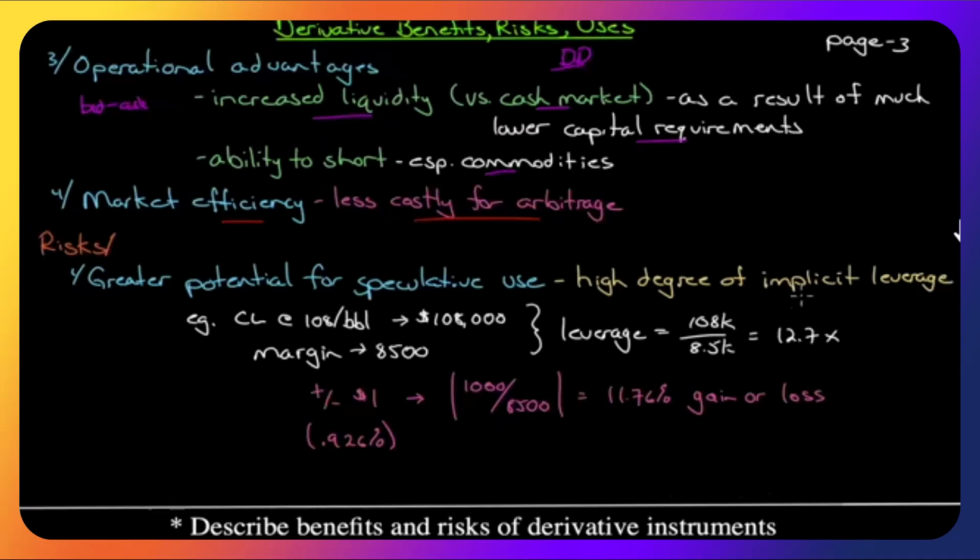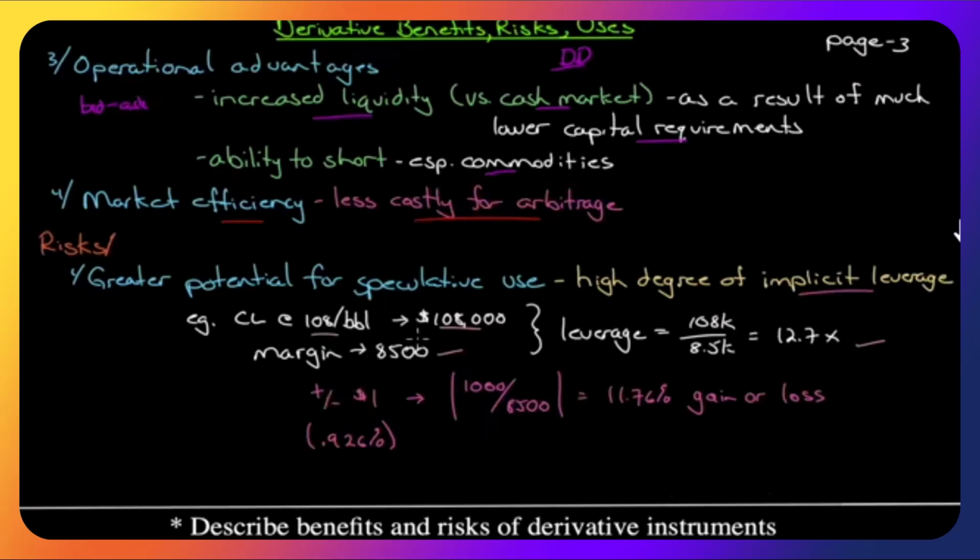There is a high degree of implicit leverage in a futures contract. Let's just have a look. Again, here's CL, $108 a barrel. The whole contract is $108,000. You can control that for $8,500 margin. That's 12.7 times leverage. That is huge.